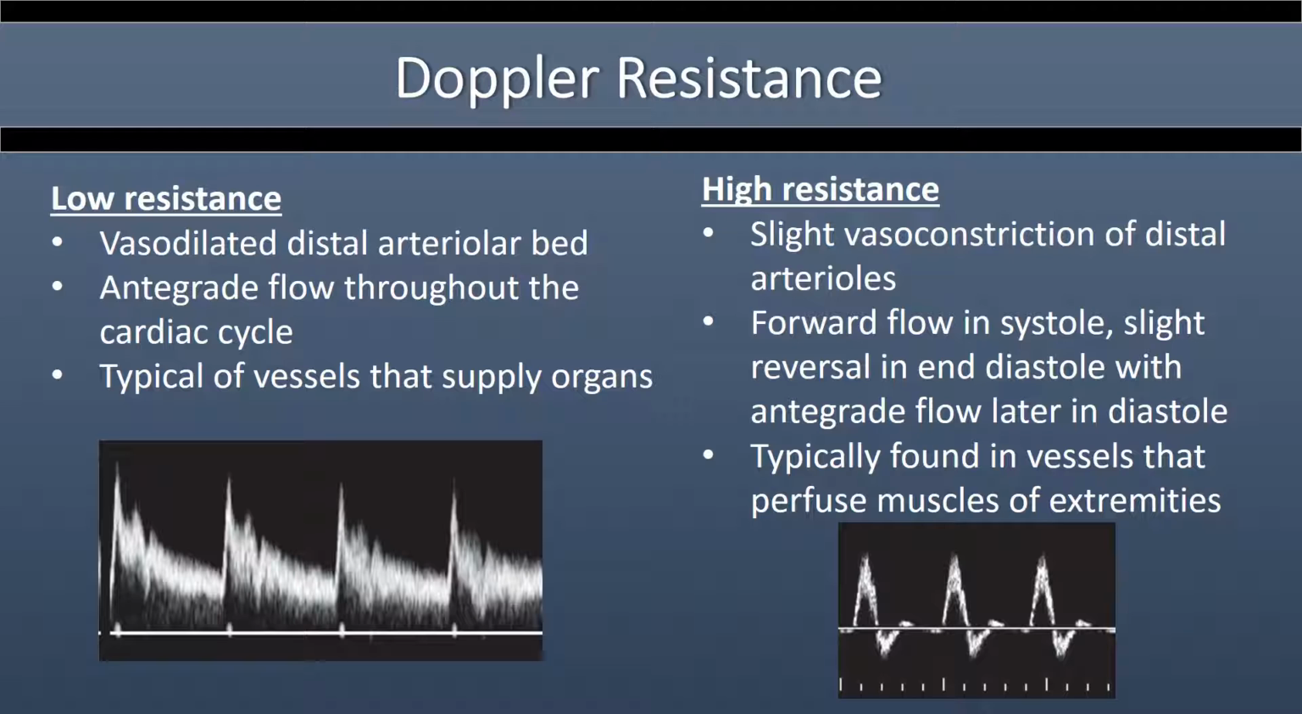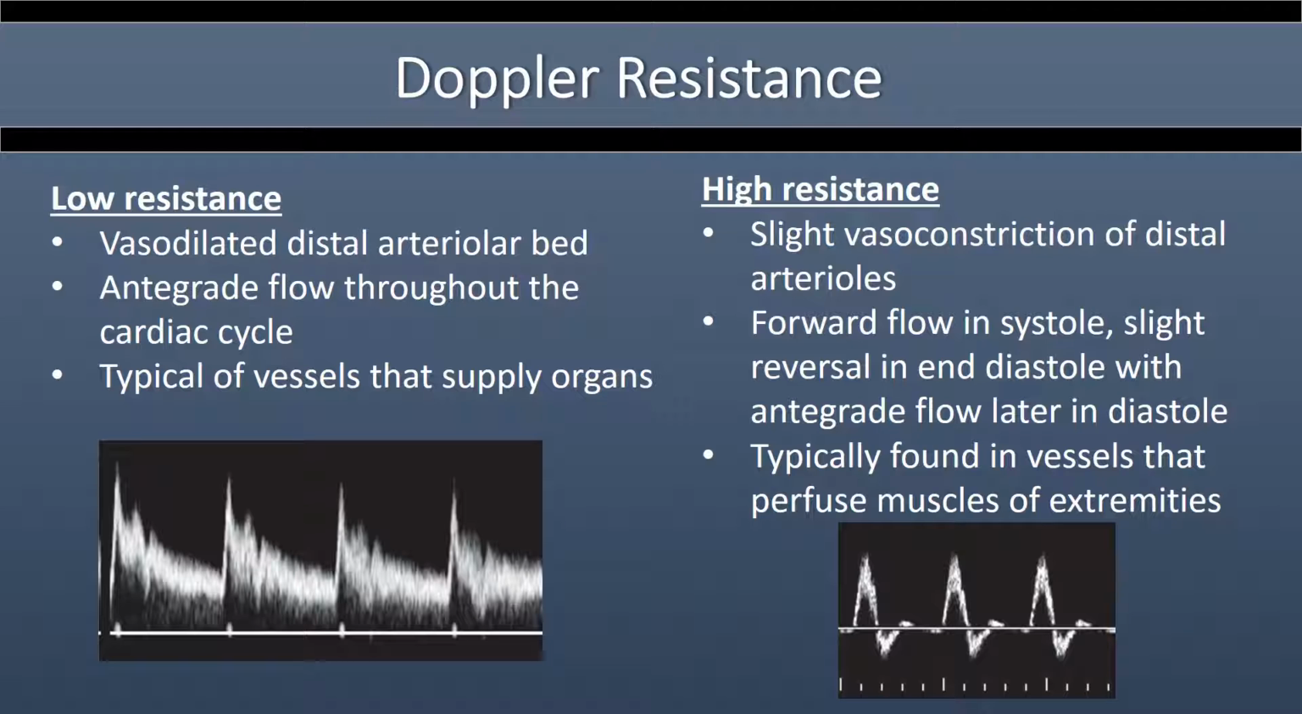When we discuss Doppler resistance, we know that there's low resistance and high resistance. A low resistance waveform is a result of the distal arterial bed, and with the arterioles, they can vasodilate. That means that they need more blood flow. They want it not just during systole, but they need it during diastole as well. So they get the integrated flow throughout the cardiac cycle. It's going to be elevated antegrade diastolic flow.